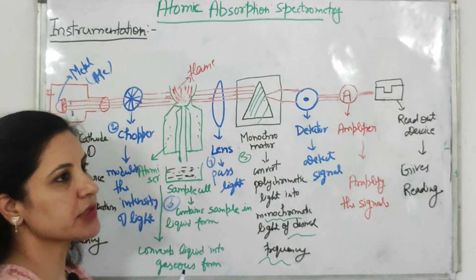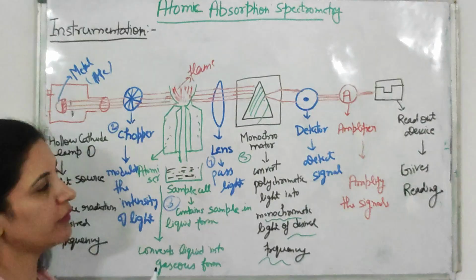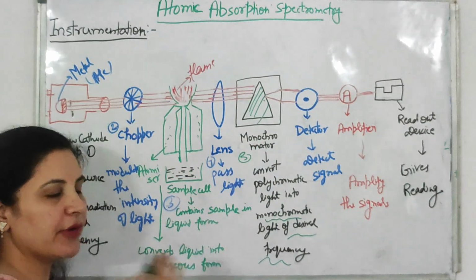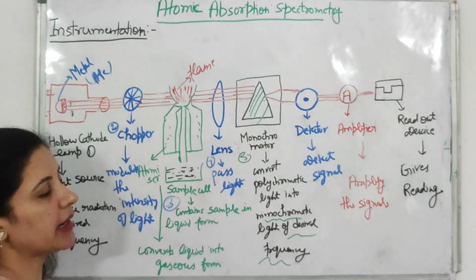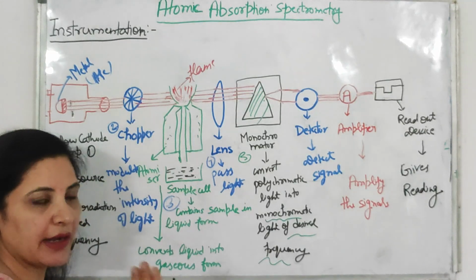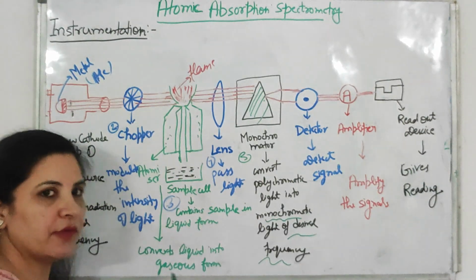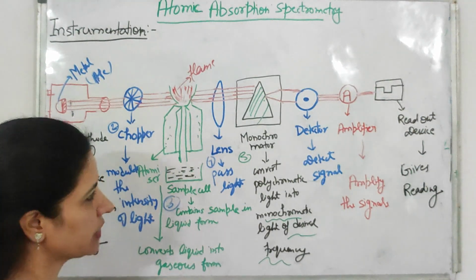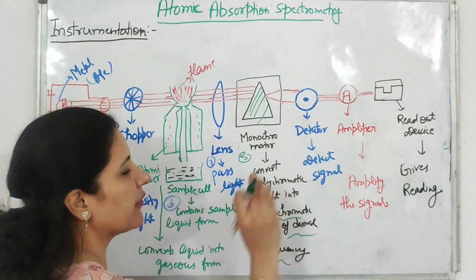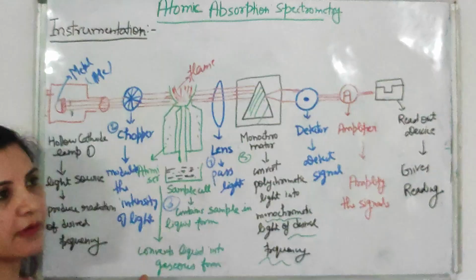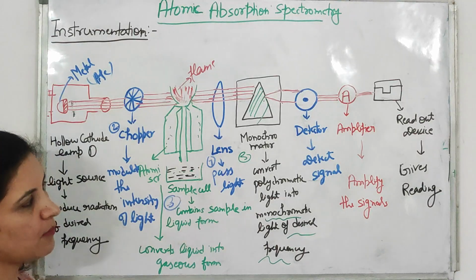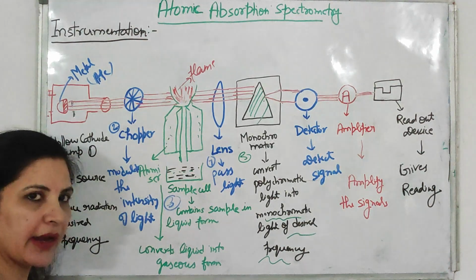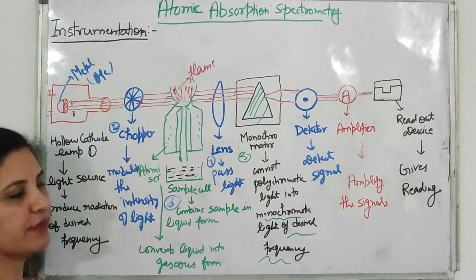In the whole of biochemistry instrumentation, wherever you read about the monochromator, everywhere its function is to convert your polychromatic light into monochromatic light of the desired frequency. Okay, so remember this always: the function of the monochromator is to convert polychromatic light into monochromatic light, and from there you will get your desired frequency wavelength of light.